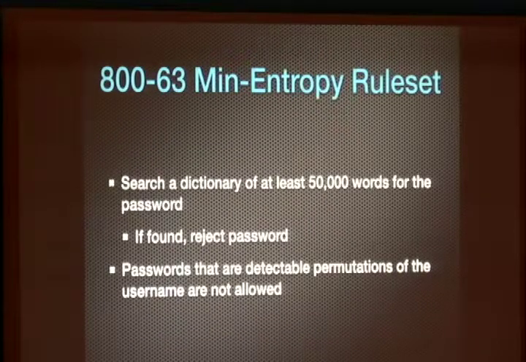There's a min entropy rule set as well. You have to search a dictionary of at least 50,000 words, obviously more is better, for the password. If found, it's obviously rejected. And passwords that are detectable permutations of the username are not allowed.